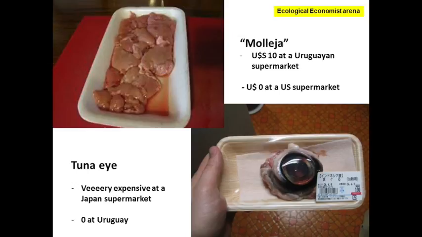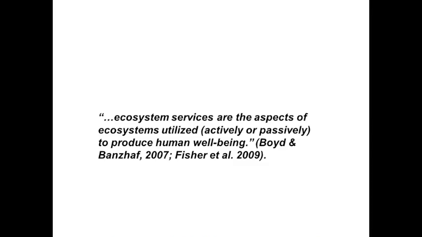We can try to find some ways around and so on, but the problem is intrinsic to those approaches that try to come up with a monetization, or whatever you want to say, of the ecosystem services. So, not surprising after all this, I move around in life with this definition of ecosystem services: the aspects of ecosystems utilized actively or passively for human beings. It's 12:30, so we may stop and continue expanding this idea behind this definition in the afternoon.